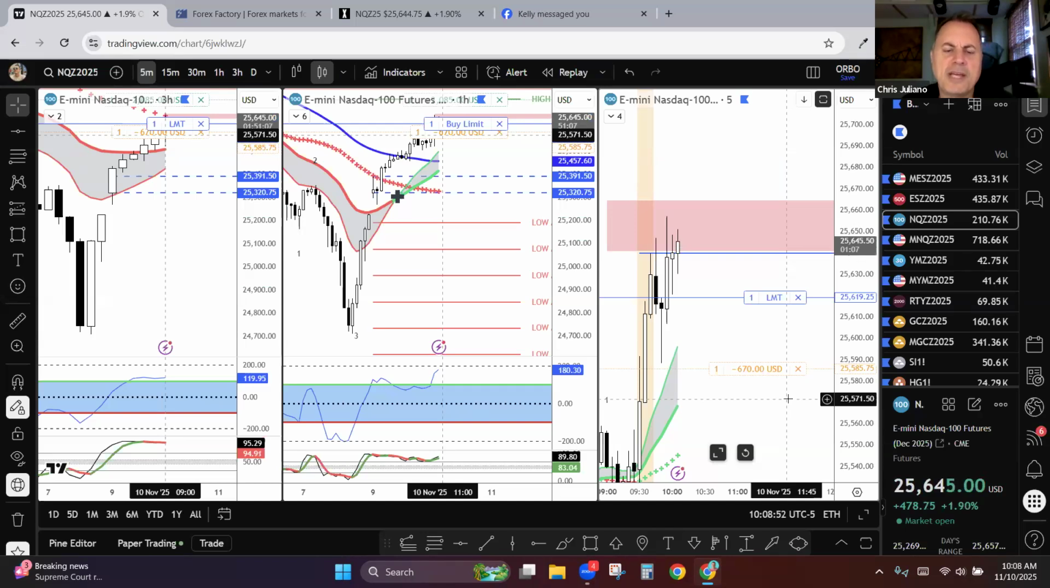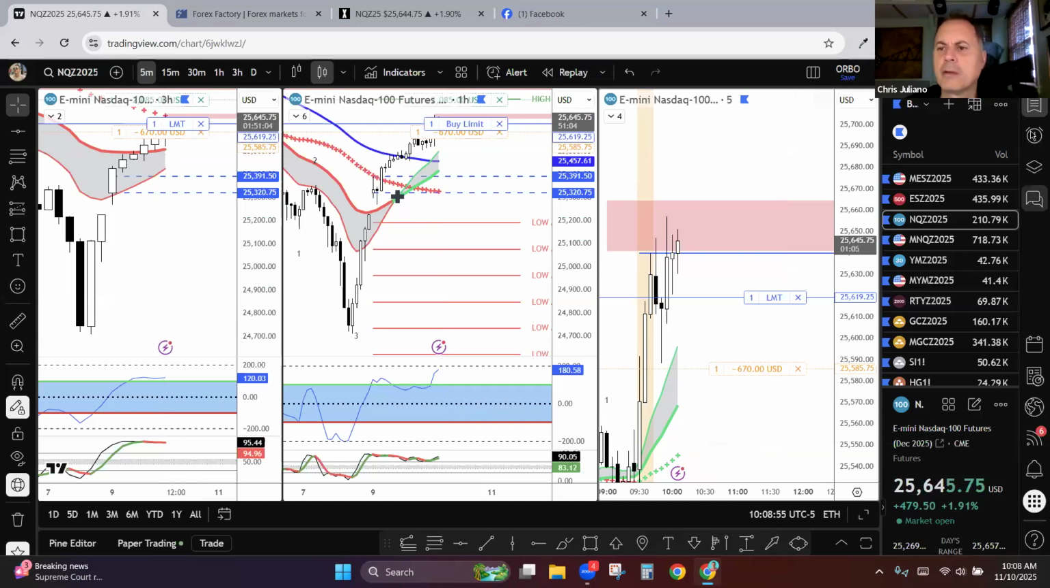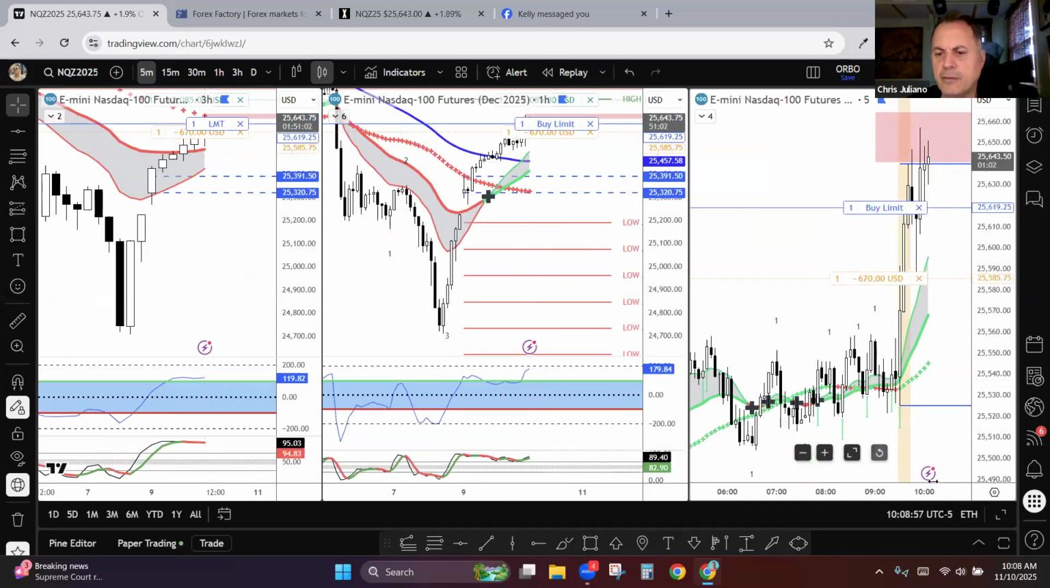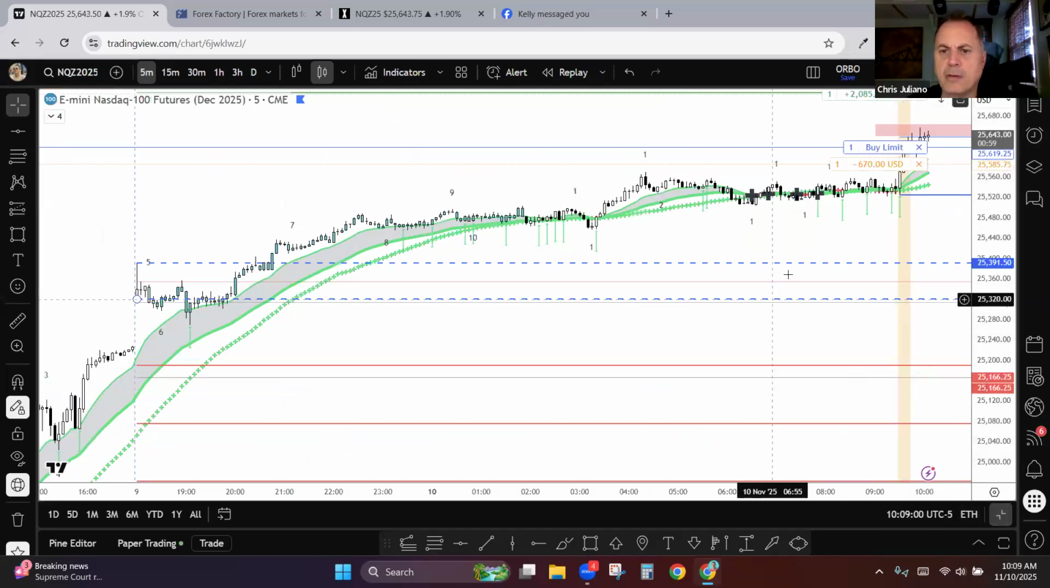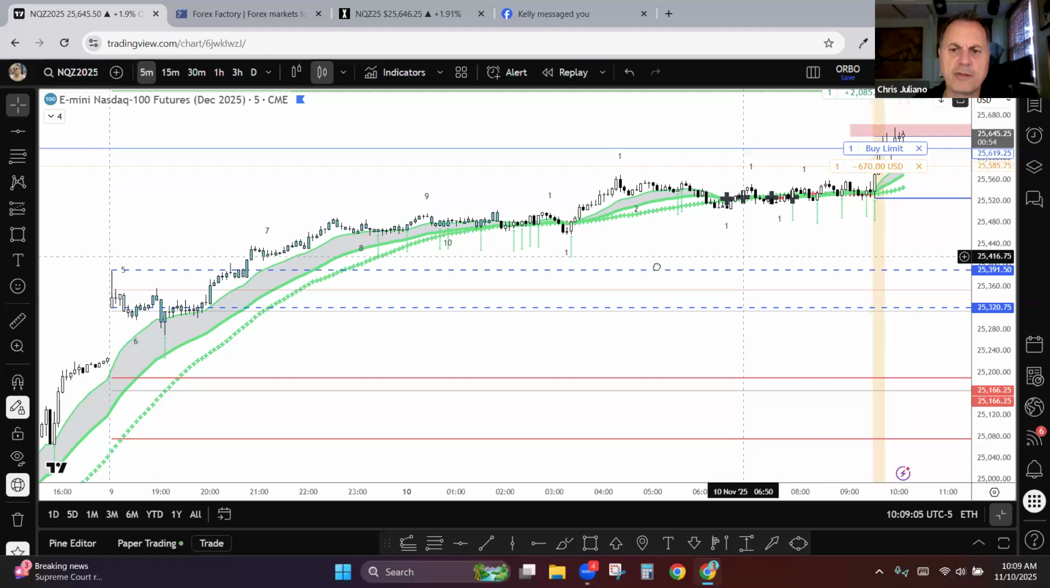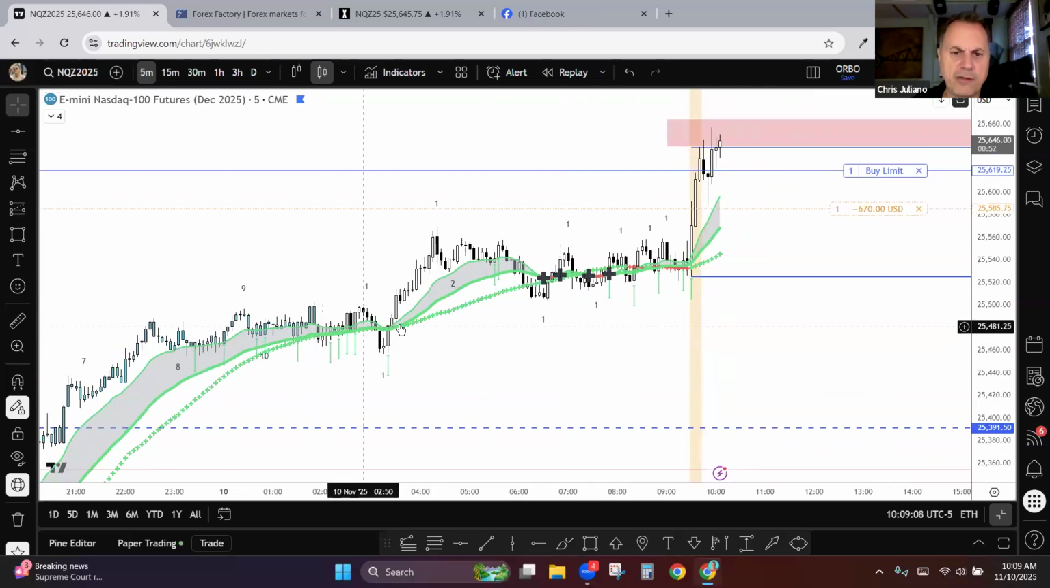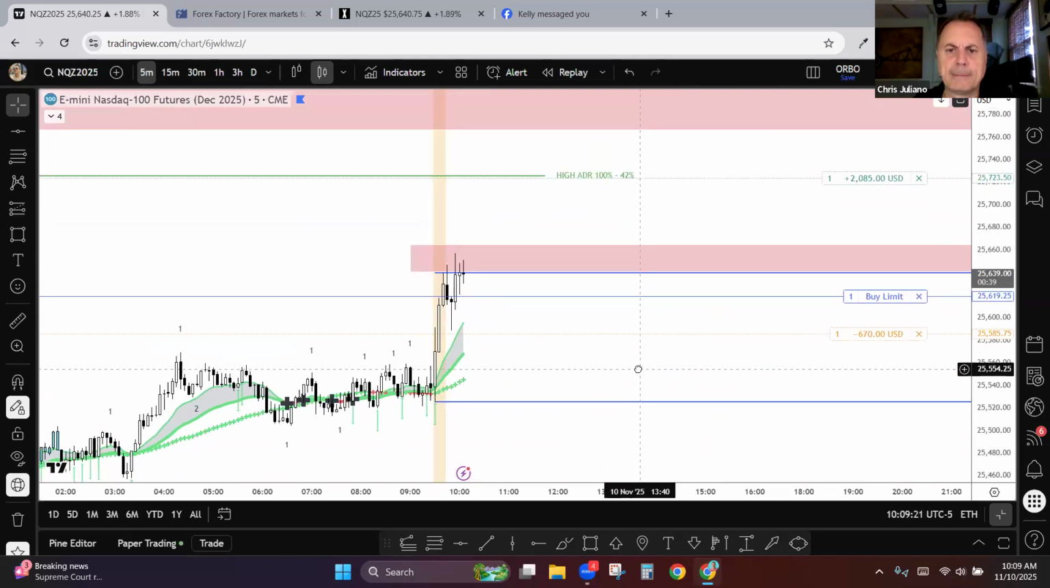Mm, keeps getting hammered, right? Let's take a full view of this. See how it's just crawling sideways, right? And I think that's what's going on here. Crawling sideways, break to the upside. Crawl sideways, break to the upside. And that might go on for a while until it breaks above.